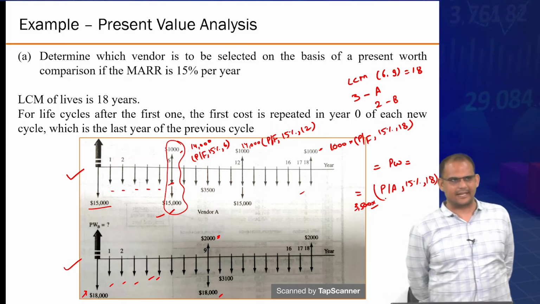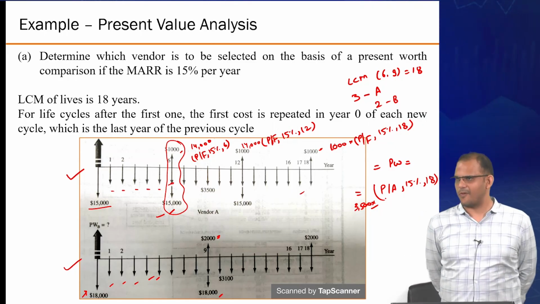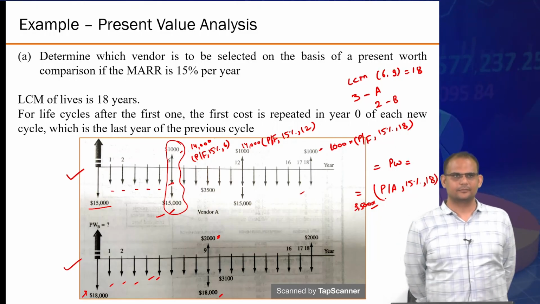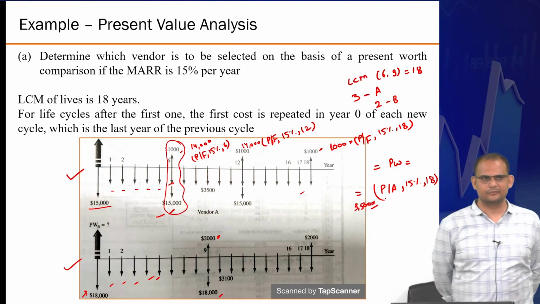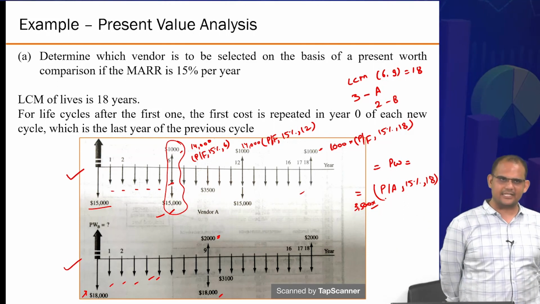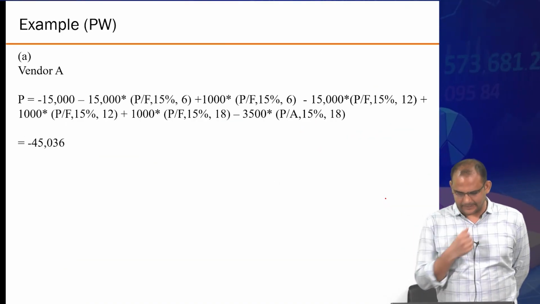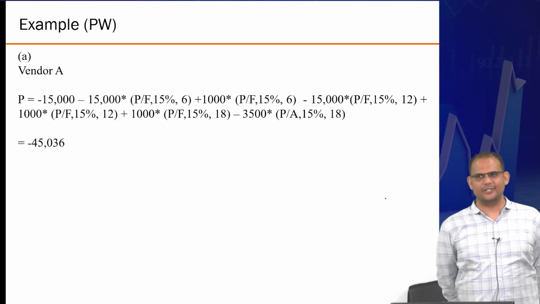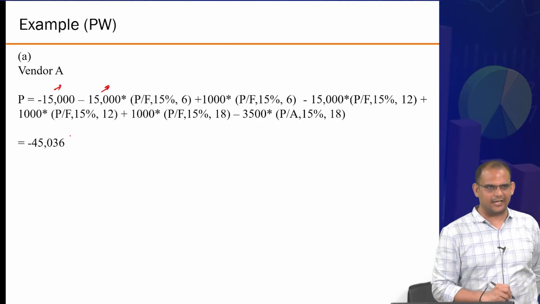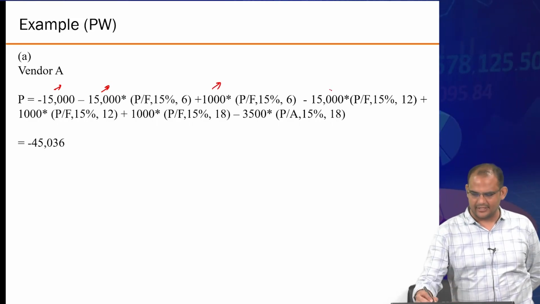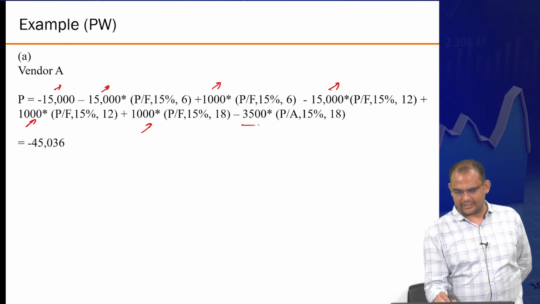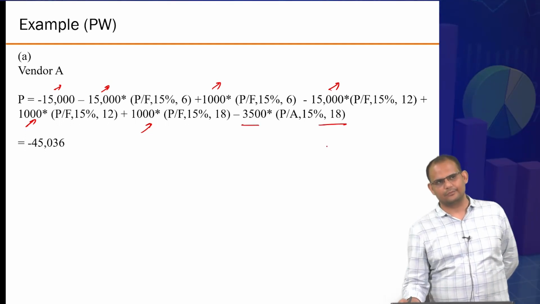What is P by F 15% 6? .4323, okay. P by F 15% 12, okay, and 15% 18, 0.0808. And what is P by A 15% 18? Is the answer matching? So all your terms are there. Initial 15,000, 15,000 at the end of year 6, the 1,000 salvage value at the end of year 6, 15,000 at the end of 12, 1,000 value at the end of 12, 1,000 at the end of 18, and 3,500 distributed over 18. Right? All the terms are there.